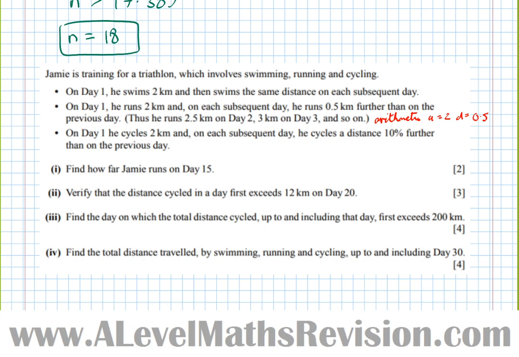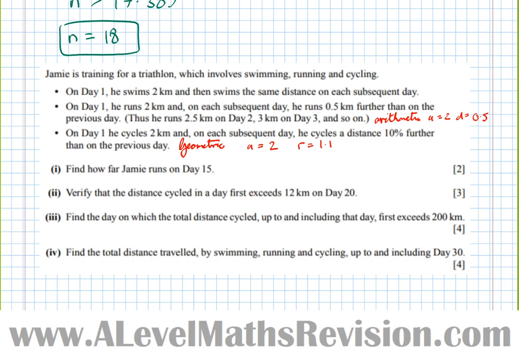Then for cycling, on day 1 he cycles 2 kilometres, and on each subsequent day cycles a distance 10% further than on the previous day. So we can see that it's being multiplied by something each time if we're going up in percentages. So it's geometric, where the first term is 2, and the common ratio, you'd be forgiven for saying 0.1, but it's actually 1.1. To get 0.1 further, we times by 1.1.